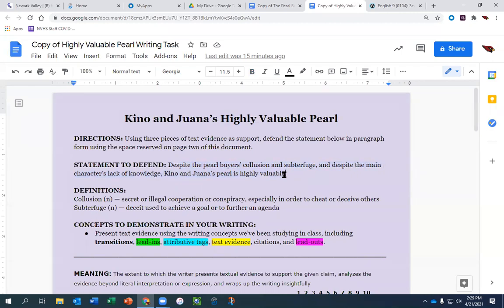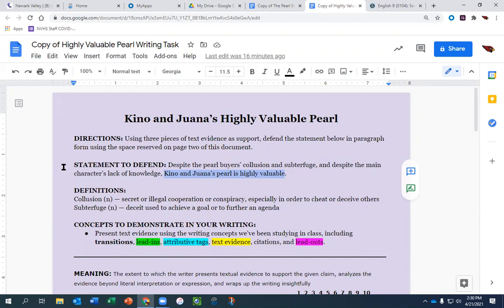But if you can see through all that nonsense, you realize that Kino and Juana's pearl is exactly what you thought it was when they pulled it out of the ocean. Highly valuable. It's a rare commodity. And the Pearl Buyers are trying to take advantage of Kino. So if you can read between the lines and see between the subterfuge, you realize, yeah, Kino is being cheated in the Pearl Buyer's office.